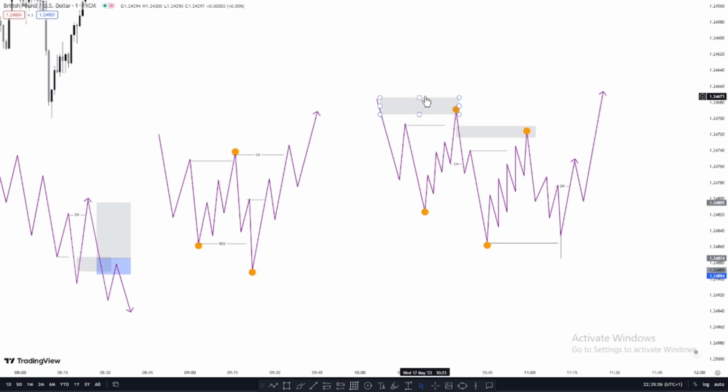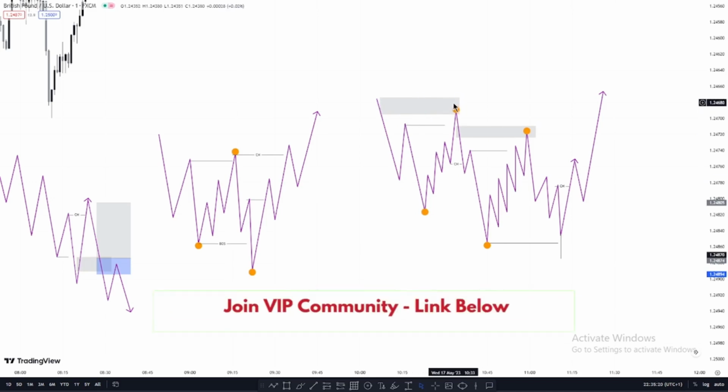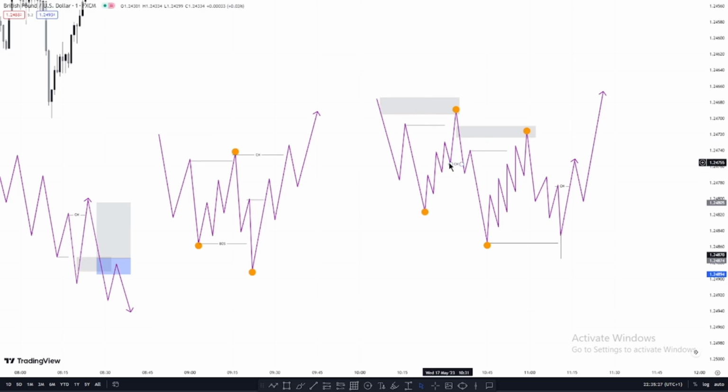Take a look at this. All right? Price rotated down. Printed this low here. Why is this low a valid low? Because it took out the first internal structure high. And then it tapped into this higher time frame point of interest. Now, immediately after the tap into the higher time frame point of interest, you scale down to your lower time frame. The first structure low, the first internal structure low is your change of character.